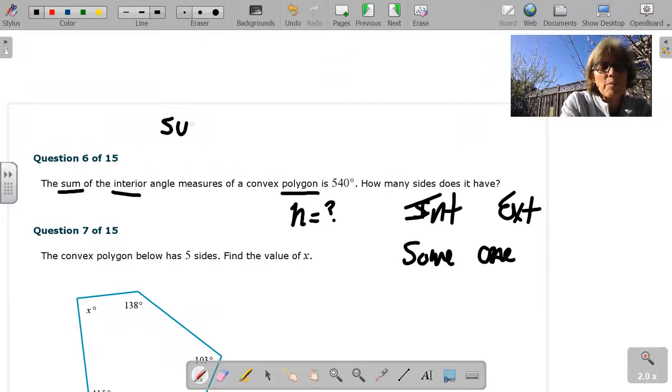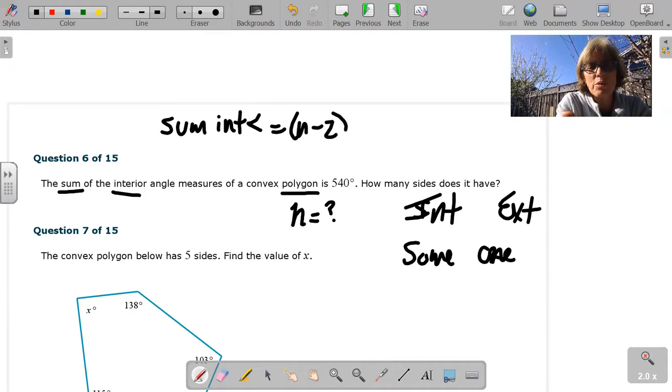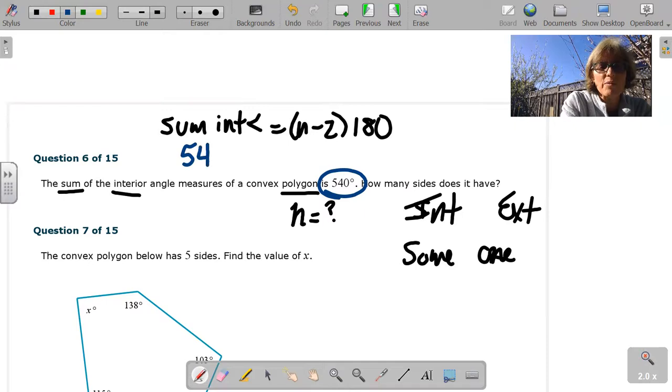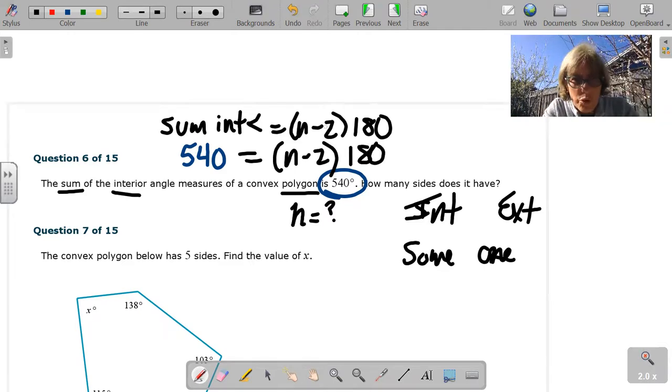So we go sum of interior angles, sides minus 2 times 180. And in this case, the 540 goes here on the left. And minus 2 times 180. And then you solve.